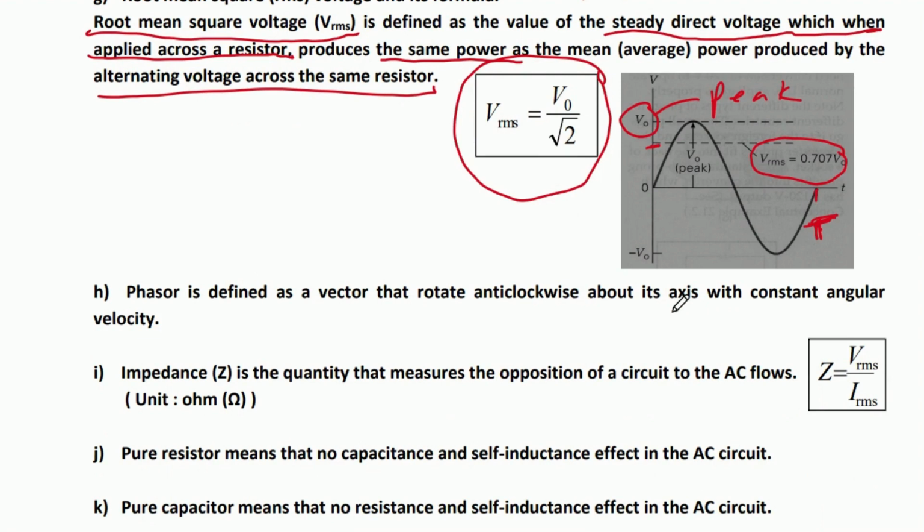Then we have the phasor. A phasor, or phasor diagram, is defined as a vector that rotates anti-clockwise about its axis with constant angular velocity. Then we have impedance Z. Impedance Z is a quantity that measures the opposition of a circuit to the AC flow. The unit for impedance is ohm. The equation is Z equals V RMS divided by I RMS, where Z is the total impedance.